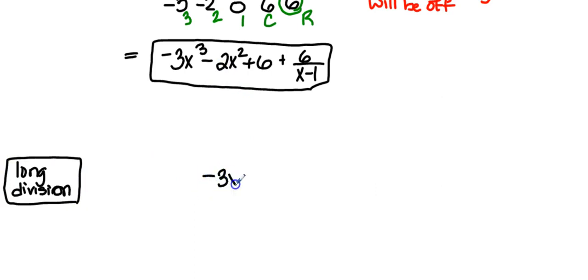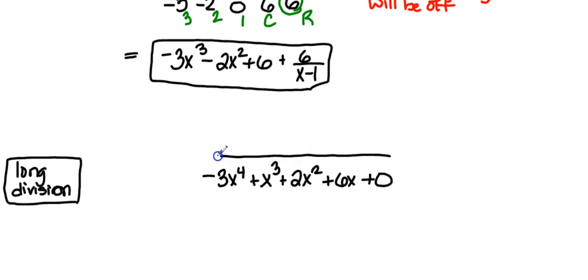So negative 3x to the 4th plus x cubed, x to the 3rd, plus 2x squared plus 6x plus 0. So we're going to keep that placeholder. We're dividing this by x minus 1. So I'm going to be dividing the leading coefficient by x. That's going to be my go-to first step every single time.